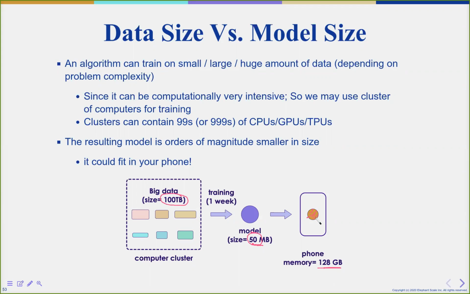So that's going to make sense, guys. Data size versus model size are orders of magnitude different. A lot of people get confused and ask how large data can fit into my iPhone. That's not what's happening. We are using the data to create a model. Model size is pretty small, and that's what gets deployed to your iPhone or your Fitbit or whatever. So, data size versus model size.